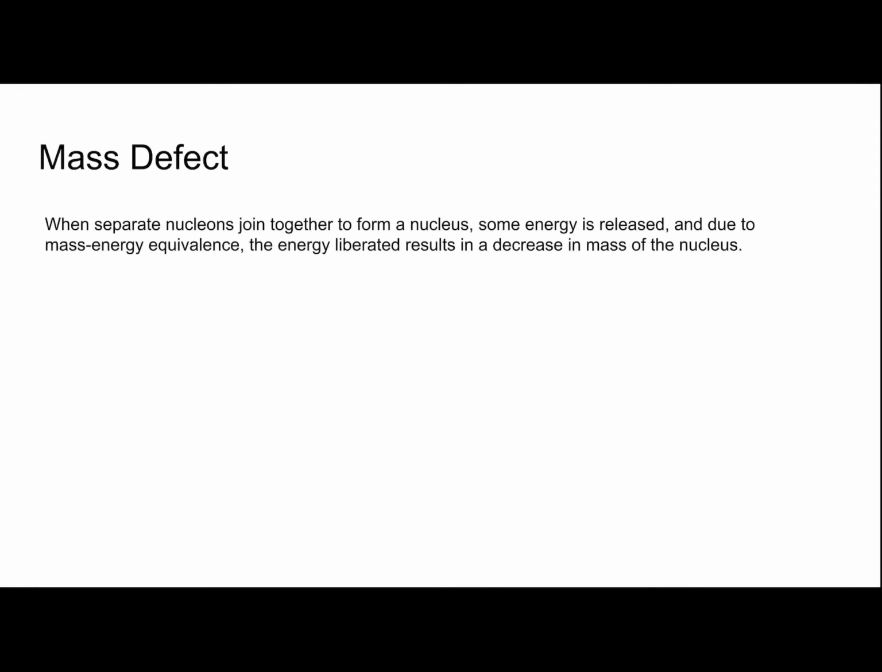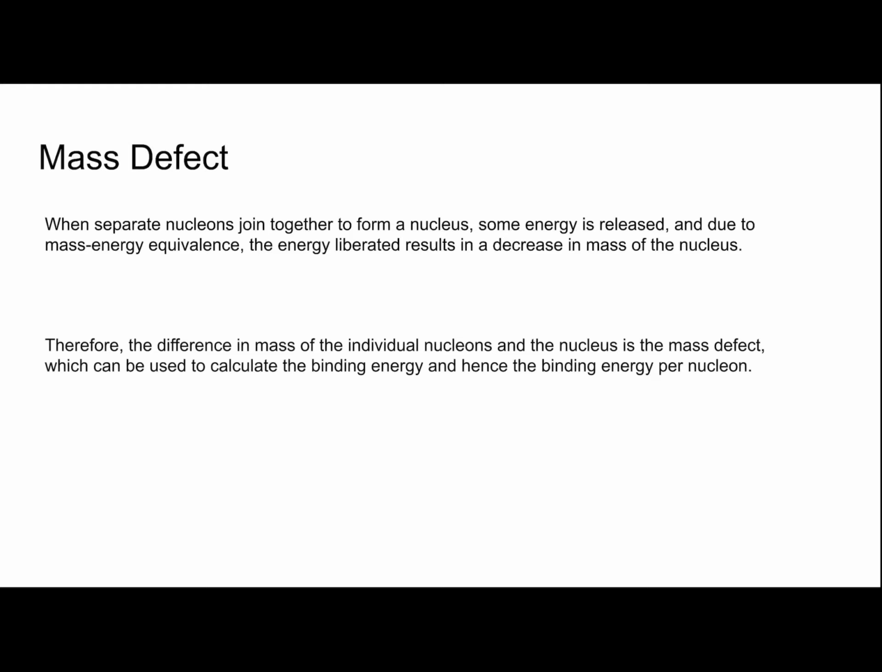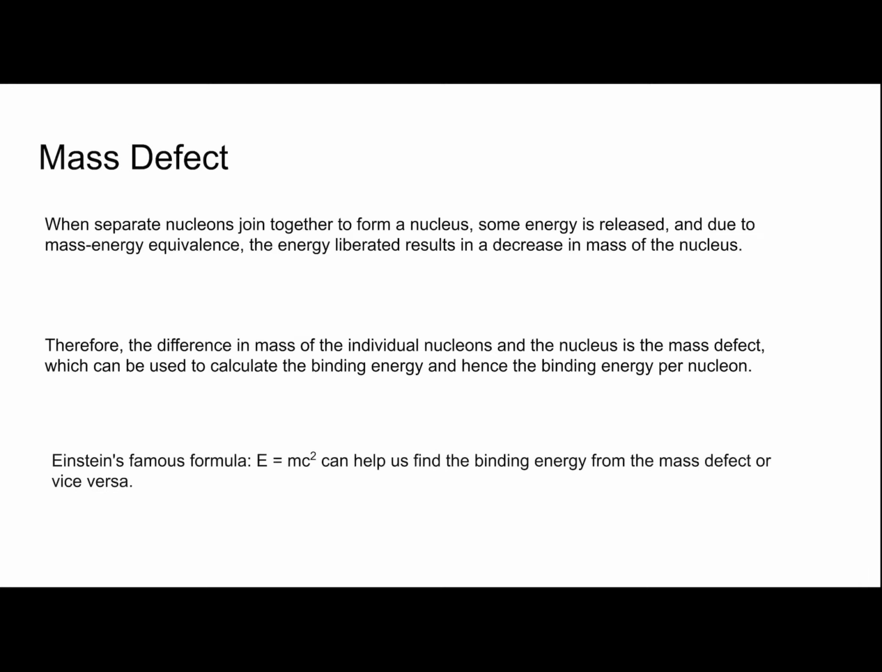Alright, mass defect. When separate nucleons join together to form a nucleus, some energy is released, and due to mass energy equivalence, the energy liberated results in a decrease in mass of the nucleus, and this is known as the mass defect. This can actually be used to calculate the binding energy and hence the binding energy per nucleon of a specific element. Einstein's famous formula E equals mc squared can help us find the binding energy from the mass defect or vice versa. Here is a quick example.